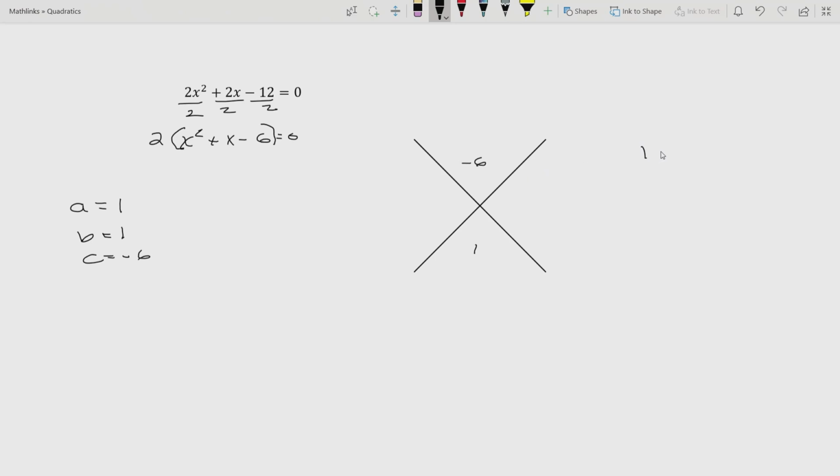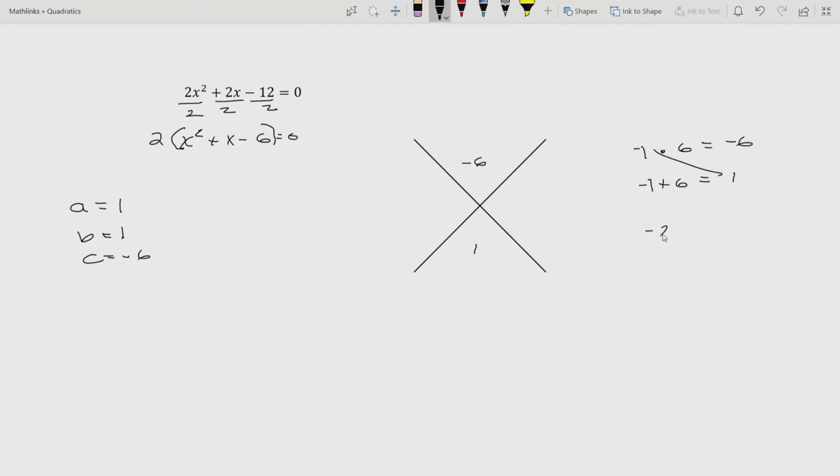So we start with 1 times 6 is equal to negative 6. But we got a negative product, so we have to make sure that we have a negative number. But if I add 1 plus 6, I should end up with a 1. But since I got a positive number, that means our larger number has to be positive, and then we have to have a smaller number being negative. So negative 1 times 6 is negative 6, which checks out. Negative 1 plus 6 does not equal 1, so that's not going to work.